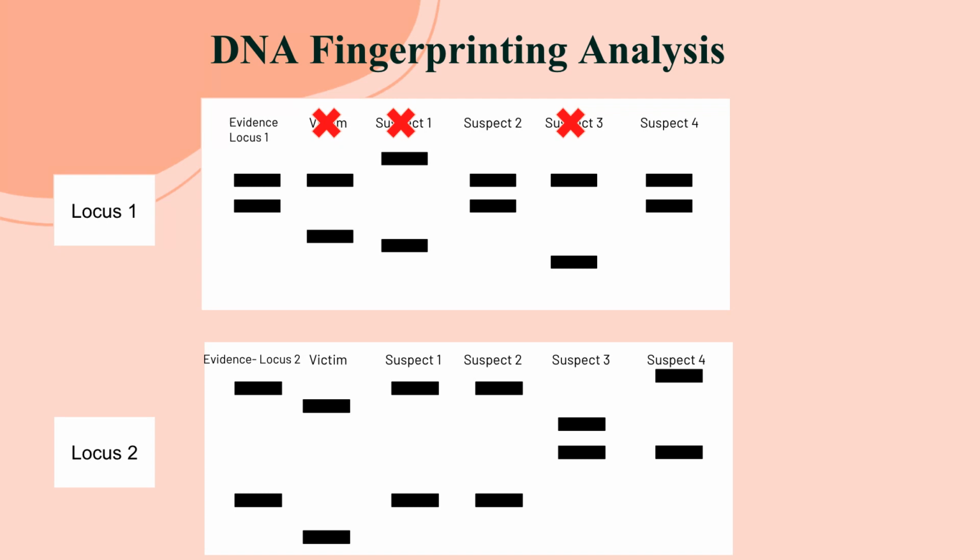Now looking at the DNA evidence at locus 2, we can see that the victim, suspect 3, and suspect 4 do not match both alleles found in the evidence at locus 2, so we can rule them out. Suspect 1 matches both alleles at locus 2, however, they did not match the evidence at locus 1, so they are still excluded as a suspect. Suspect 2 matches the evidence at locus 2, and they match the evidence at locus 1, so they cannot be ruled out as a suspect.